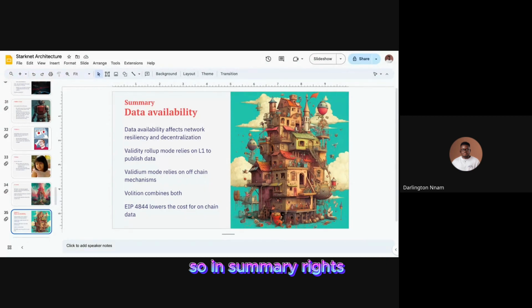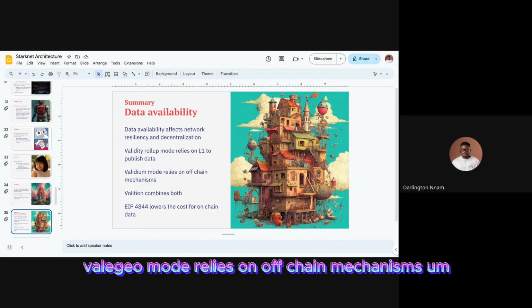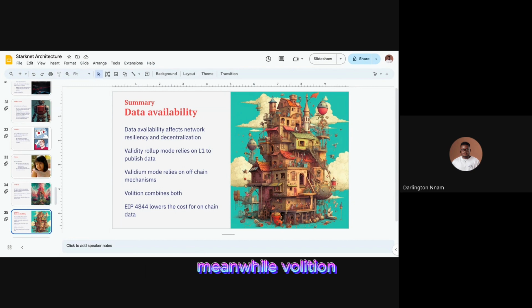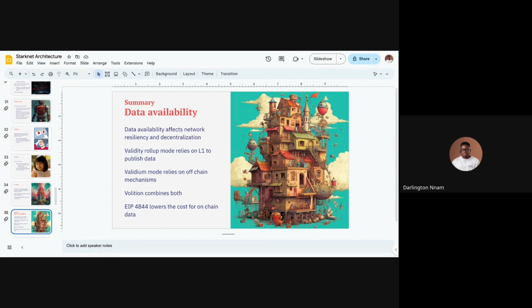So, in summary, data availability is very important as it affects network resiliency and decentralization. Validity rollup mode relies on L1 to publish data. Validium mode relies on off-chain mechanisms. Meanwhile, volition, which is the solution that Starknet explores, combines both. And finally, it lowers the cost for on-chain transactions.